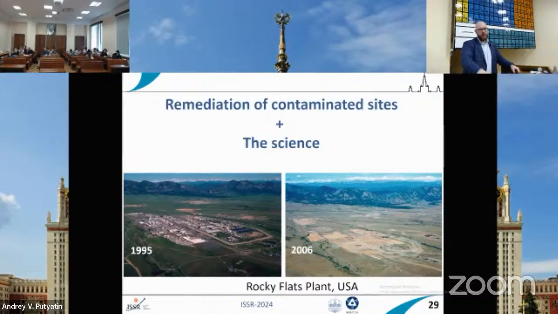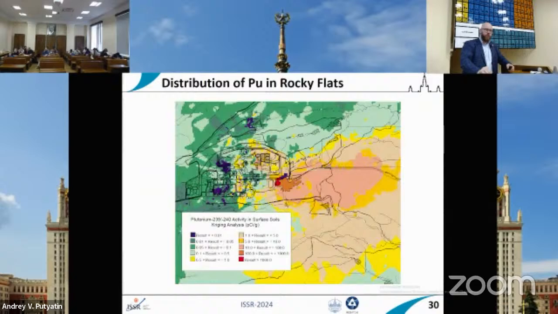And here is one of my examples that I like very much. It is how science can help real enterprises, real processes during decommissioning, or dealing with radioactive waste or radioactively contaminated areas. It is an example from the USA. It's the Rocky Flats plant, where plutonium for nuclear bombs was produced. And during the very long period of operation of this plant, a huge territory was contaminated with plutonium.